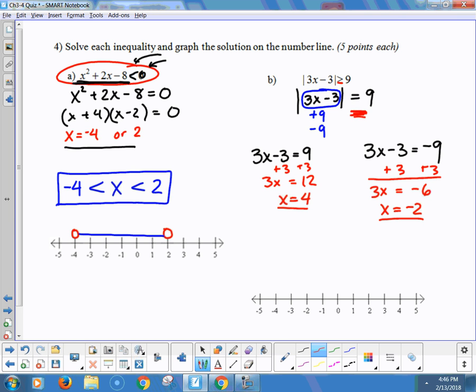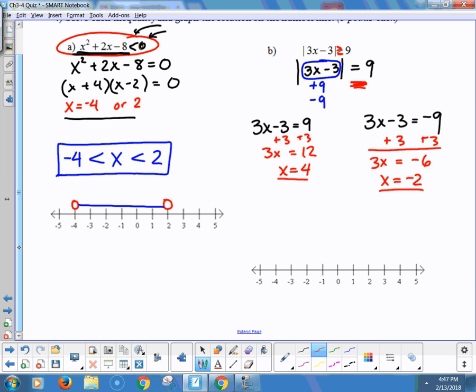Since we have an or equal to option here, I know that 4 and negative 2 are part of my solutions. So this is part of the solution, and this is part of the solution. But I'm not really sure where all the rest of the solutions are. So we should test some sides of 4 and negative 2. So suppose I test, say, 0. 0 is always a fun one to test.